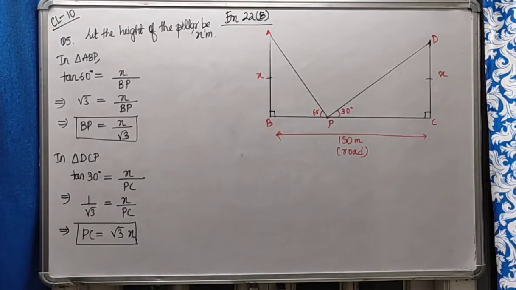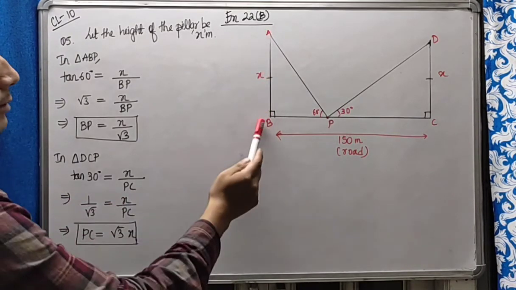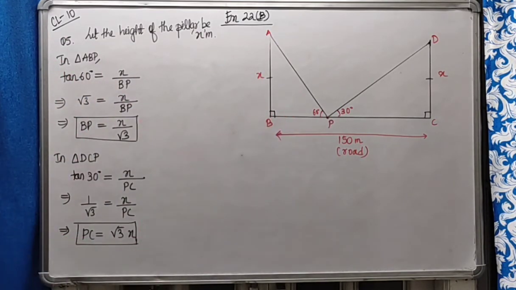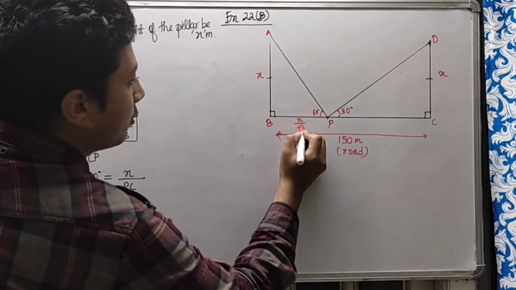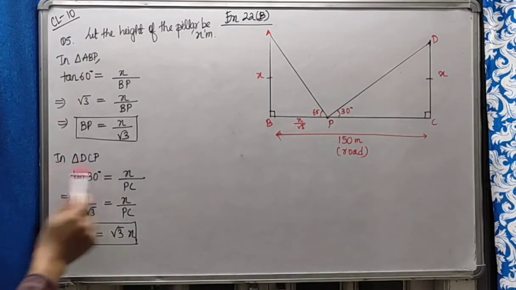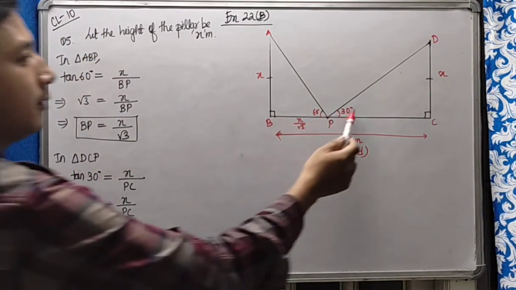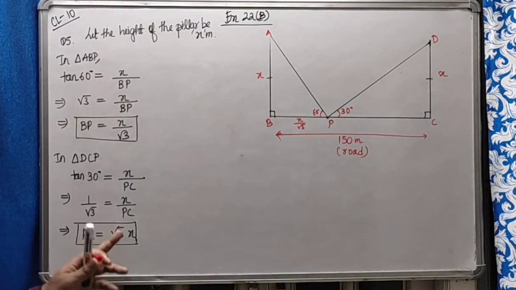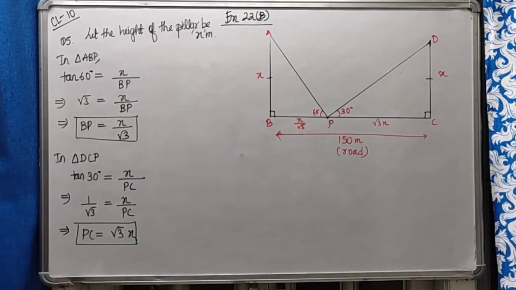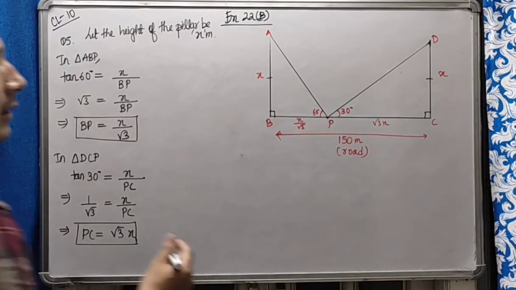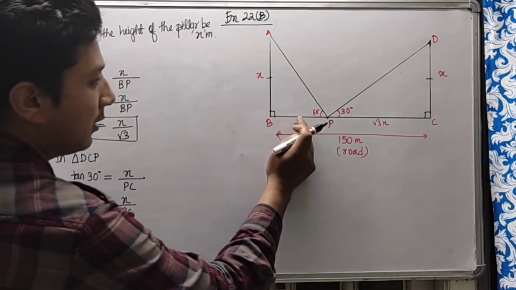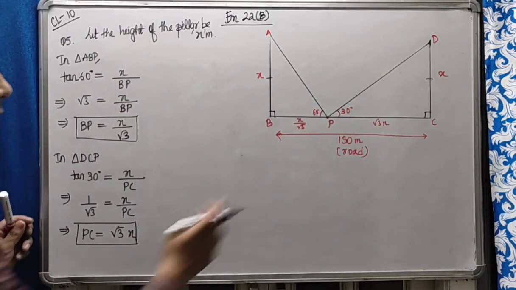So here we have two right angle triangles. One is right angle triangle ABP. In ABP, use tan 60, you'll get BP equals to how much? X by root 3. Similarly, use triangle DCP. In triangle DCP, use tan 30 degree, and you'll get the value for CP or PC, that is root 3x. But what I know from the question is the length of BC is 150, which means x by root 3 plus root 3x should be equal to 150.